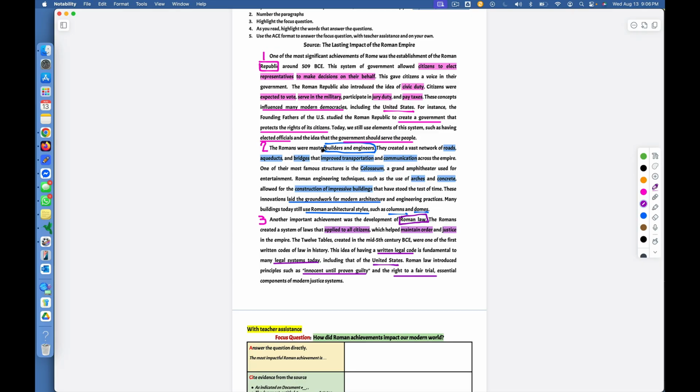It is important when you annotate that you don't highlight too many words. You're just focusing on the words that directly answer the question.